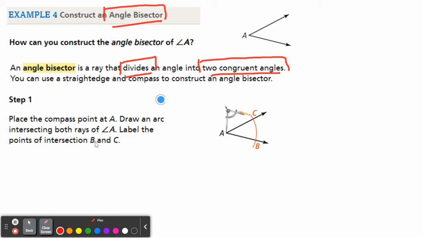So the first thing we do is we open up the compass. We put it on A, open up the compass, and draw an arc across the angle. We need those 2 points, C and B.